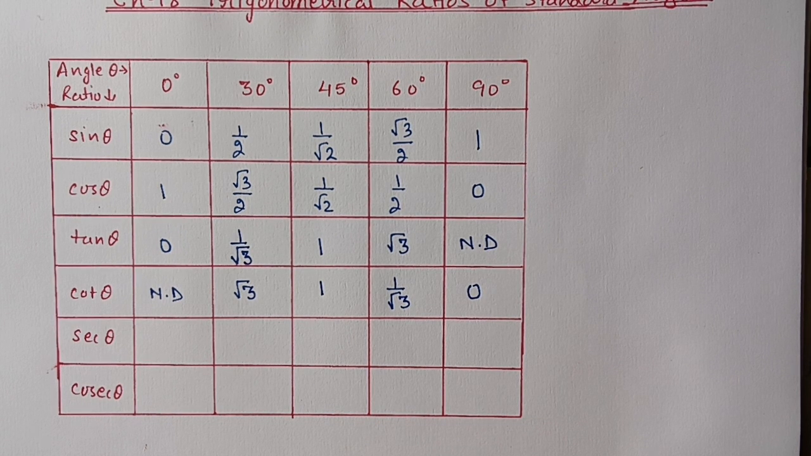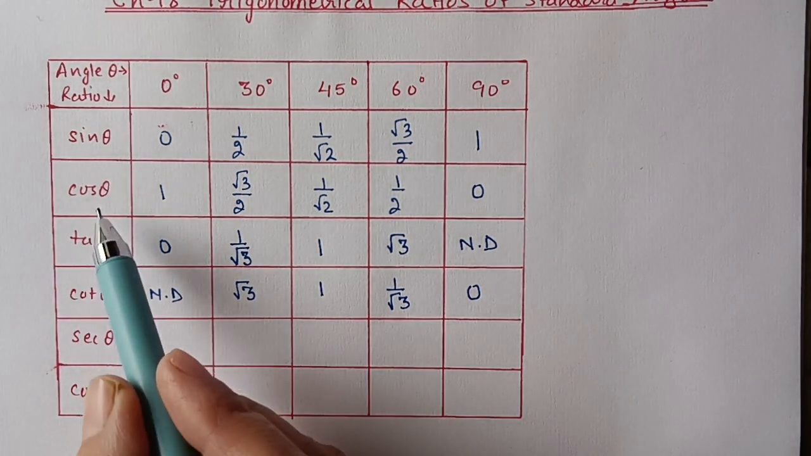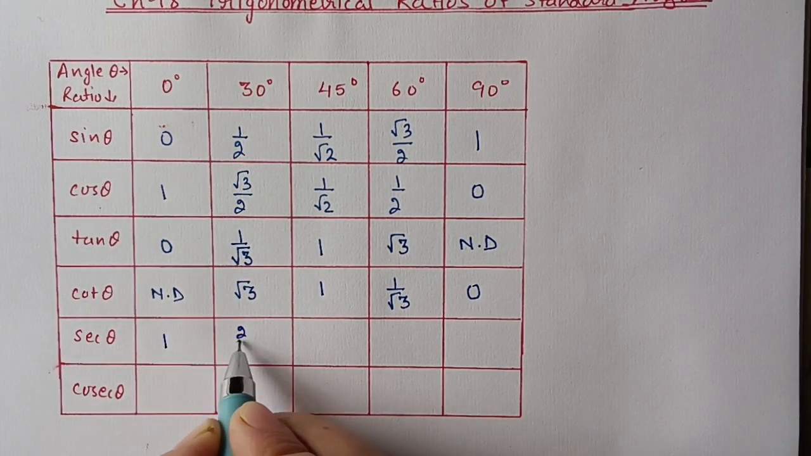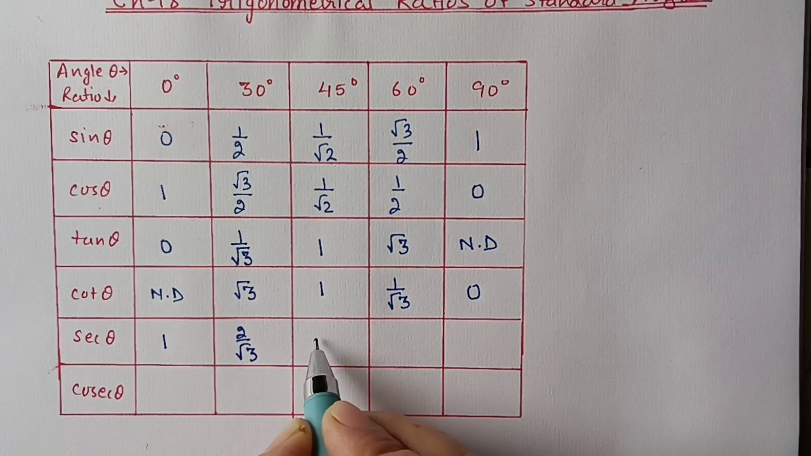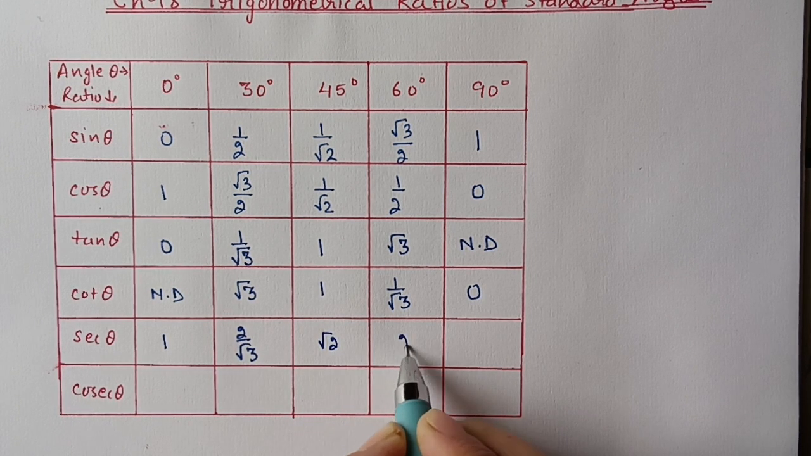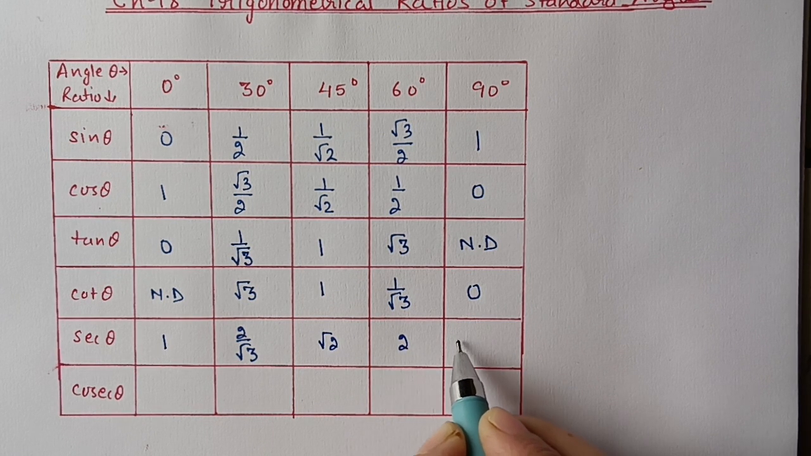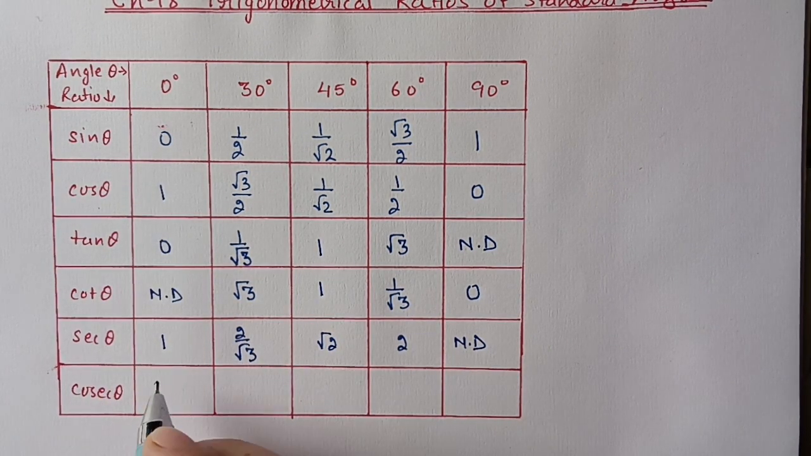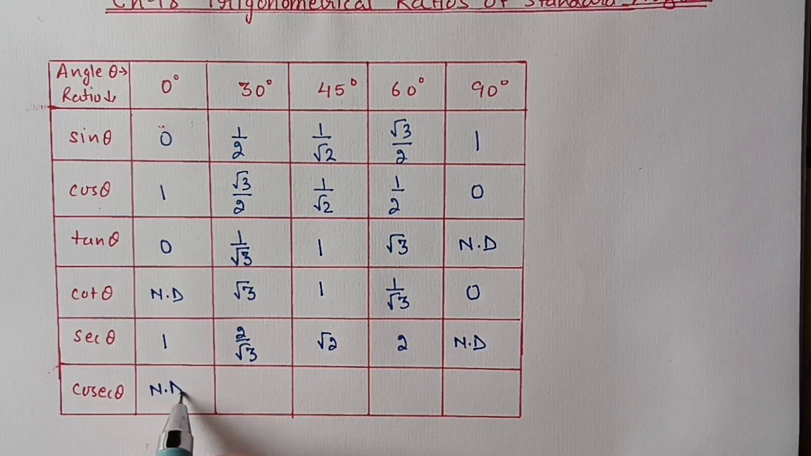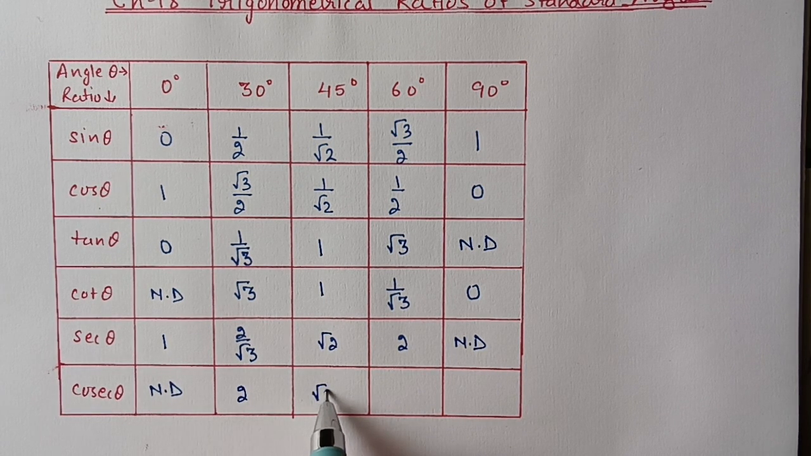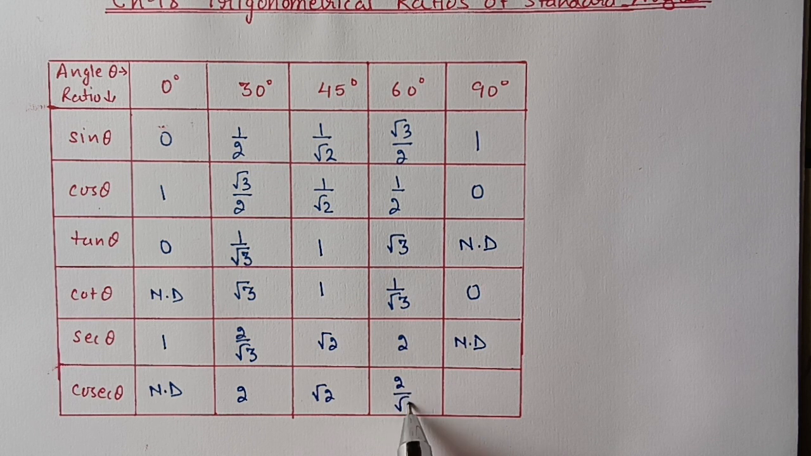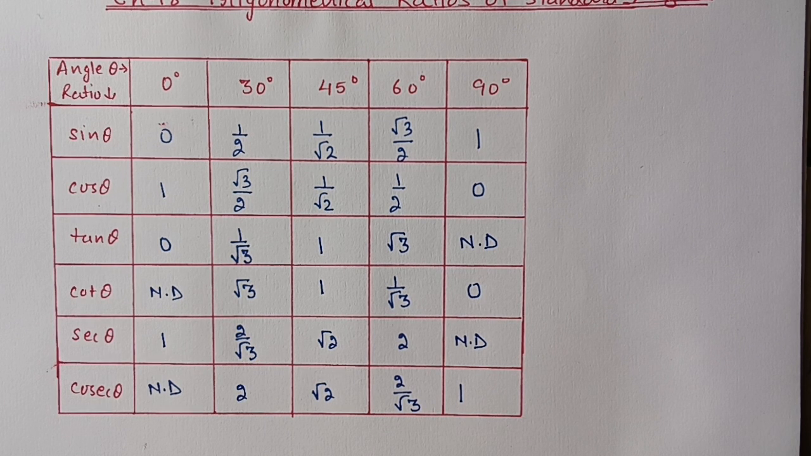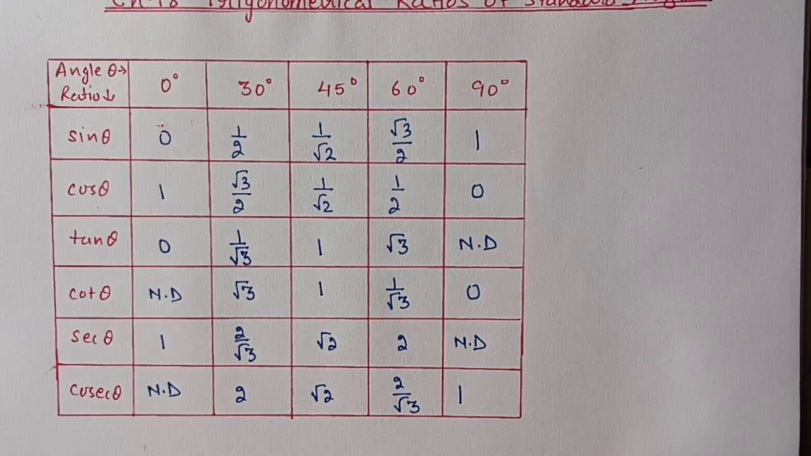For sec, do the reciprocal of cos, because sec and cos are the reciprocal of each other. 1 by 1, 1. This will be 2 by root 3. Root 2 by 1, root 2. Then 2, and 1 by 0 means not defined. For cosec, do the reciprocal of sine. 1 by 0 not defined. Then 2 root 2, 2 by root 3 and 1. So in this way you can make this table, and then slowly you can learn all these values.